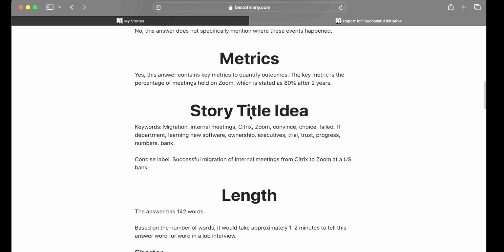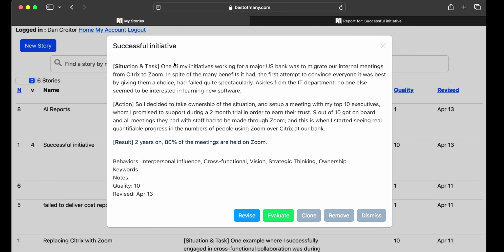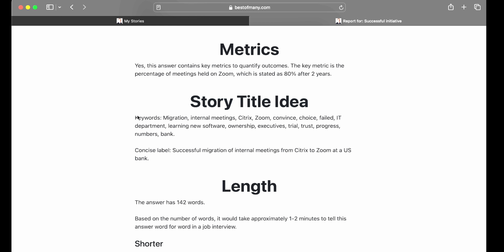Story title idea. So what do I mean by this? Whenever you're adding a story, you have to label it somehow, and I labeled it a successful initiative. However, this type of title isn't particularly easy to remember. I mean, think of if you have 20 such stories, out of which 15 are successes, then it will not be straightforward to identify them. So based on some keywords from the answer itself, a more concise title for the story would be Successful Migration of Internal Meetings from Citrix to Zoom at a US Bank, right?